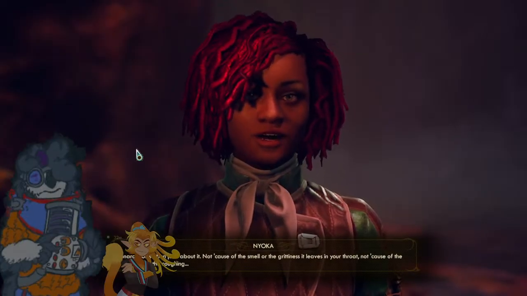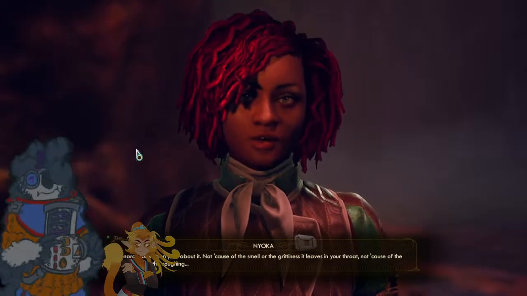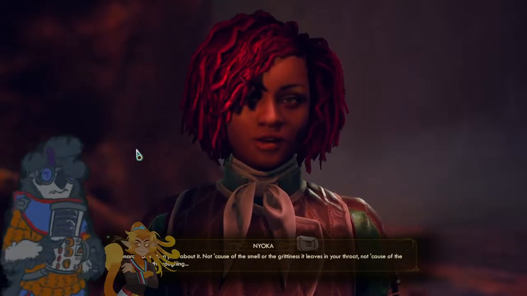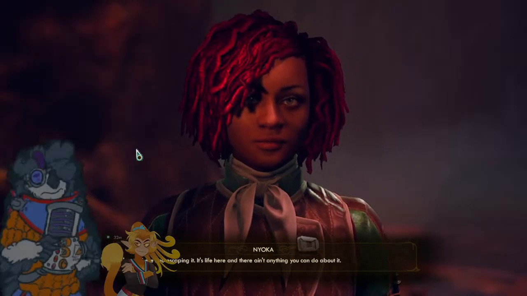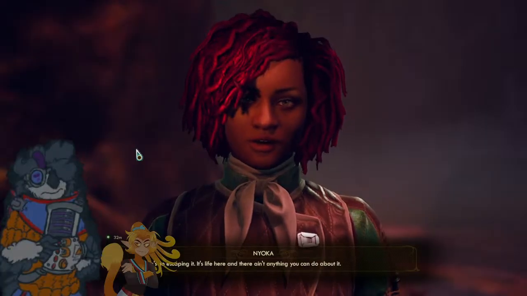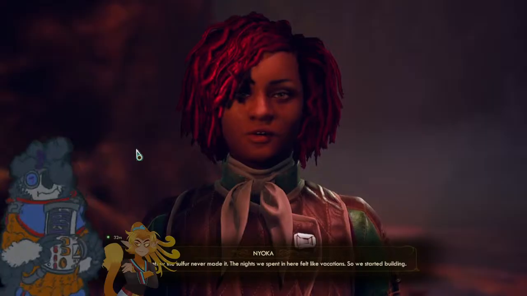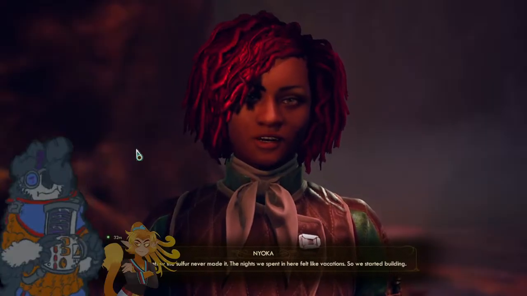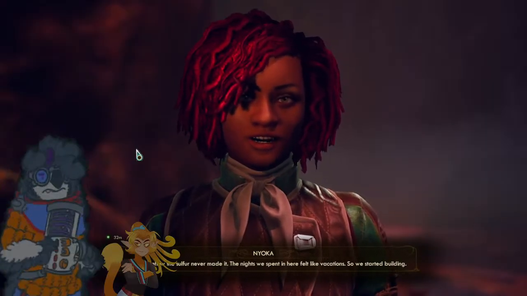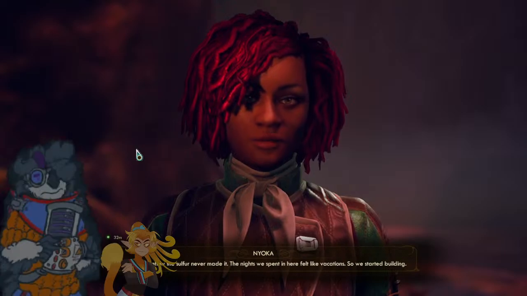Monarch folks often joke about it. Not because of the smell or the grittiness it leaves in your throat. Not because of the headaches or the coughing. It's because there's no escaping it. It's life here, and there ain't anything you can do about it. But here, somehow the sulfur never made it. The nights we spent in here felt like vacations. So we started building.